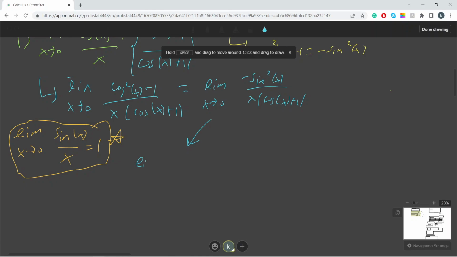So this will be equal to the limit as x approaches 0 of sine x over x. I'm just separating out the sine x over x term because we can separate limits of products via the product rule of limits.